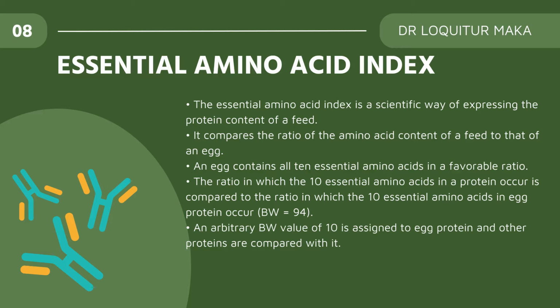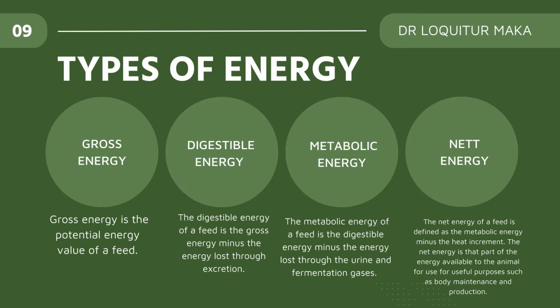And also, proteins play a vital role in the regulation of metabolism. Now, let's look at the energy value of the feed. Energy is measured in kilojoules. We've got different types of energy: gross energy, digestible energy, metabolic energy, and net energy. But we're going to explain that.